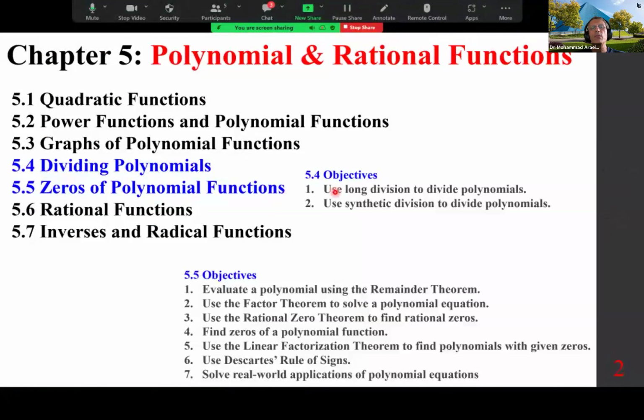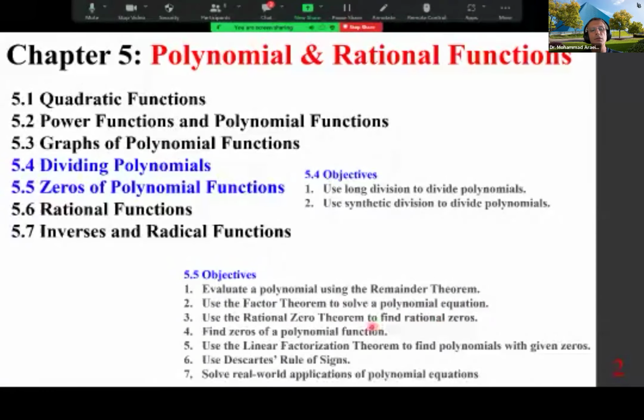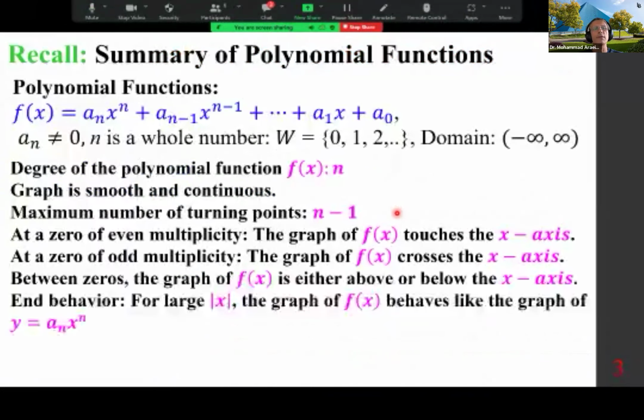The objectives are: use long division to divide polynomials, use synthetic division to divide polynomials, evaluate a polynomial using the remainder theorem, use the factor theorem to solve a polynomial equation, use the rational zero theorem to find rational zeros, find zeros of a polynomial function, use the linear factorization theorem to find a polynomial with given zeros, use Descartes' rule of sign, and solve real applications of polynomial equations.